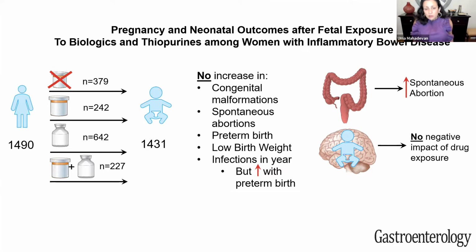Based on what drug they were exposed to, there was no increase in birth defects, spontaneous abortion, preterm birth, low birth weight, or infections in the first year. But there was an increase in infections with preterm birth. If you had active disease, there was an increase in spontaneous abortion, and the medications they were on did not impact neural development measured by developmental milestones.